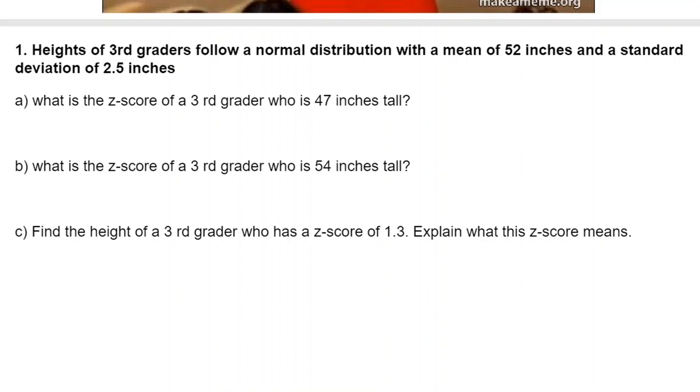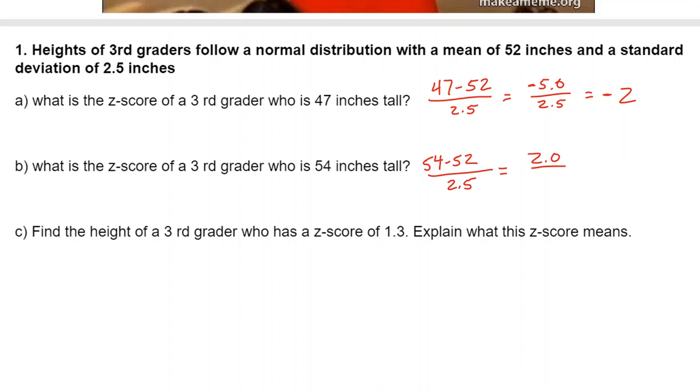Let's see now, the person is 47, and the mean is 52, and the standard deviation is 2.5. So that's going to be negative 5 over 2.5. It's basically negative 2 for a z-score, which means they are 2 standard deviations below the mean. And so we plug in a 54 this time, and we get 2.0 over 2.5, which is about 4 over 5, which is more like plus 0.8.